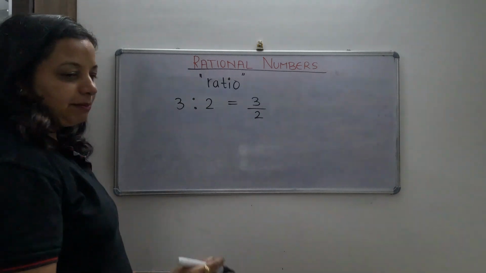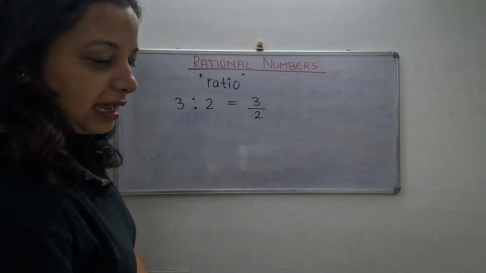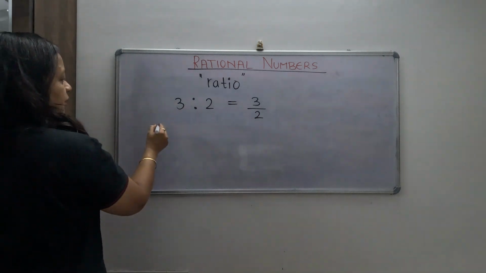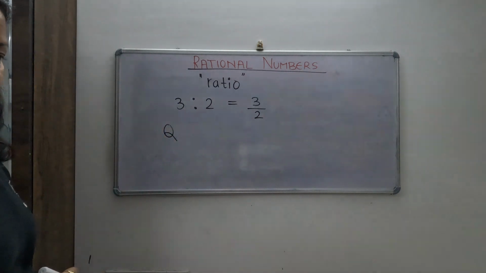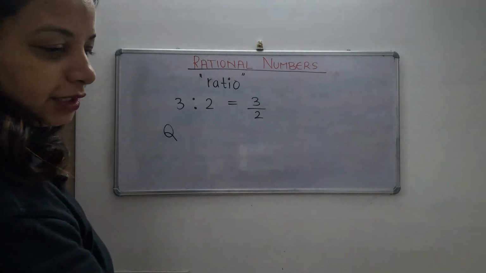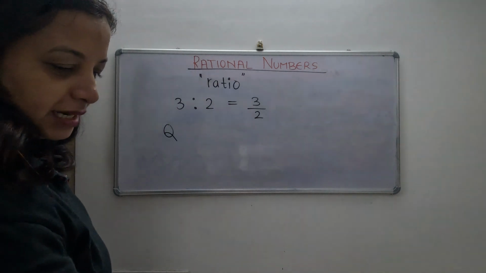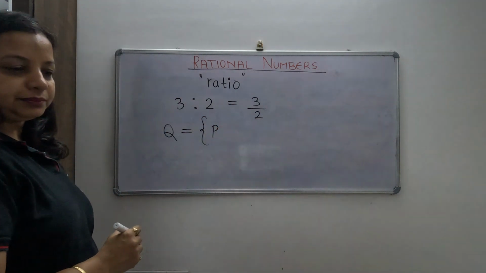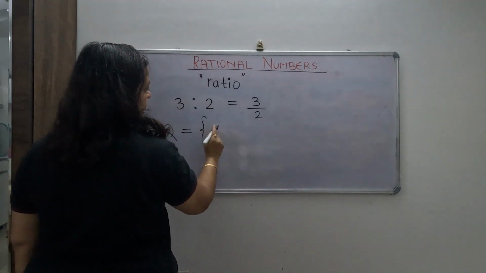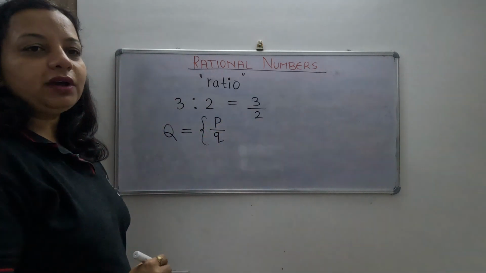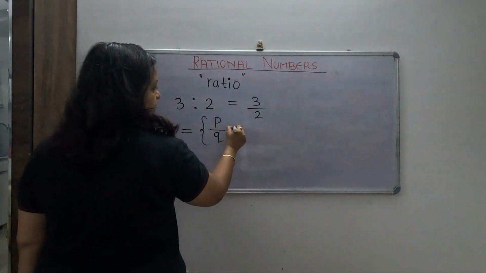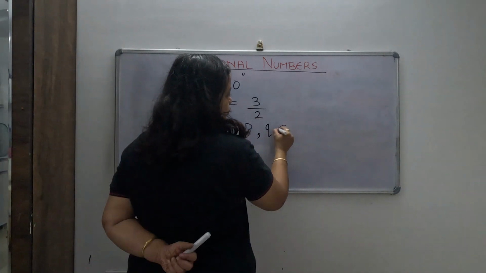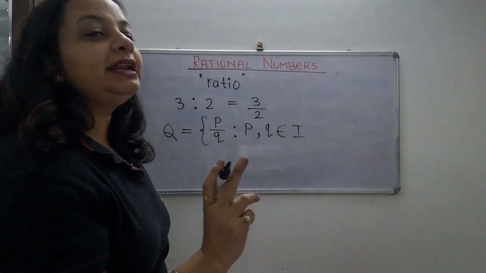So what is the definition of rational numbers? The collection of all rational numbers is denoted by capital Q. The definition is p over q such that p and q belong to integers. Now we are not using the natural numbers here.